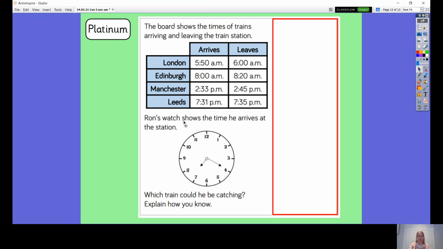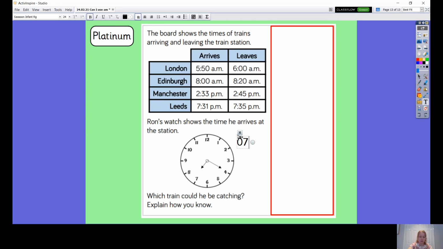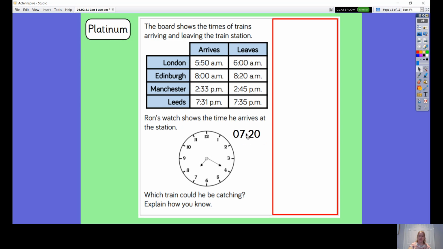So he arrives at the station, and if we look at this time, the hour hand's just gone past the 7, so it's 7 something, and we'll count round from the 12 to the minute hand to work out what. So it's 5, 10, 15, 20. So he is arriving at 07:20, now at 7:20. Now this is why digital time can be really useful sometimes: it doesn't say on this clock if he's arriving at 7:20 in the morning or 7:20 in the evening.